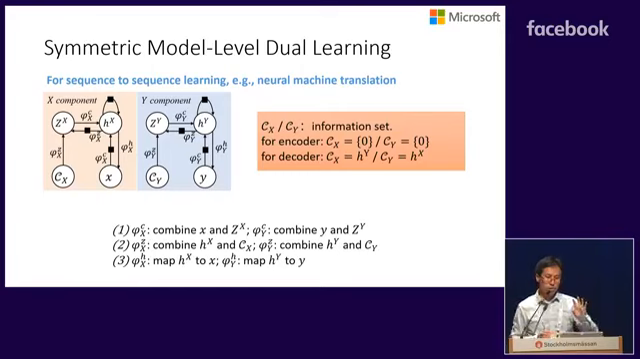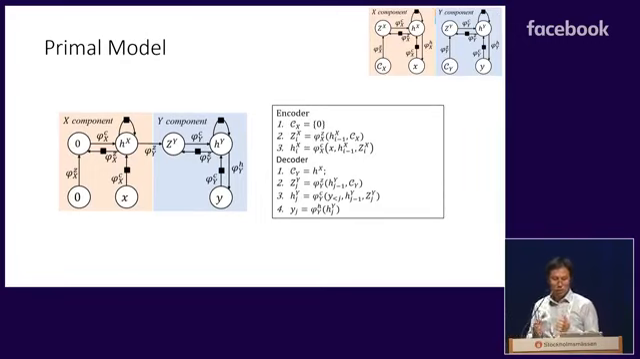So here we decompose the encoder-decoder into two components, the X component and the Y component. The X component will focus on X language, and the Y component will focus on Y language. One component can serve as either encoder or decoder, depending on whether it's used for input or output. The X component will take X as the original input, and CX, which we call the information set, as input, and generate a set of hidden states HX. The Y component similarly will take Y and CY as input, and generate a set of hidden states HY.